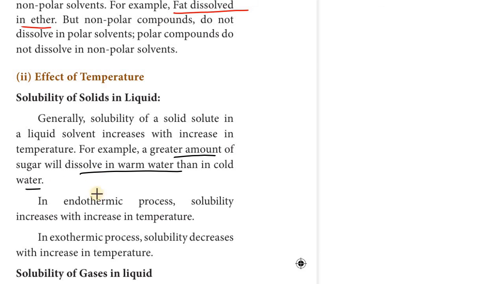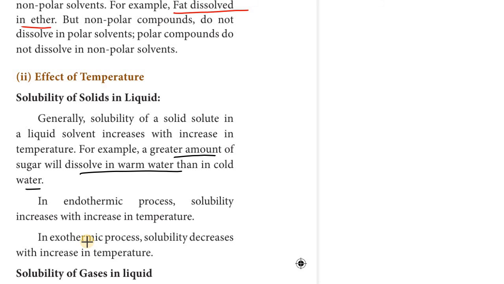Now, in an endothermic process, solubility increases with increasing temperature, and in an exothermic process, solubility decreases with increasing temperature. What's an endothermic process? An endothermic process is basically a chemical or physical process where heat is absorbed from the surroundings, and this absorbed heat is transferred to the system, and so the solution's temperature increases. Since the temperature increases, the gap between the solvent molecules increases, and that's why the solubility increases.